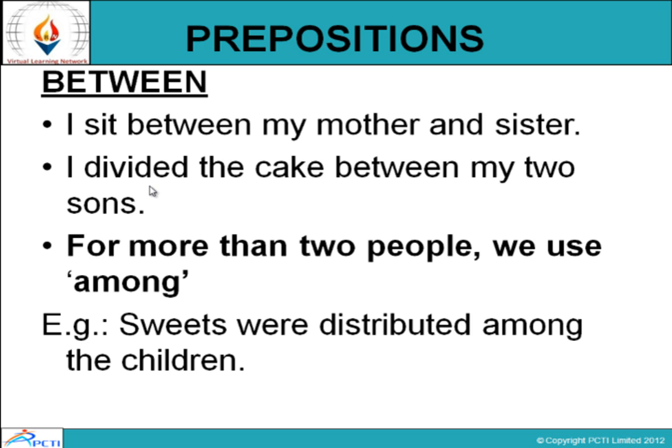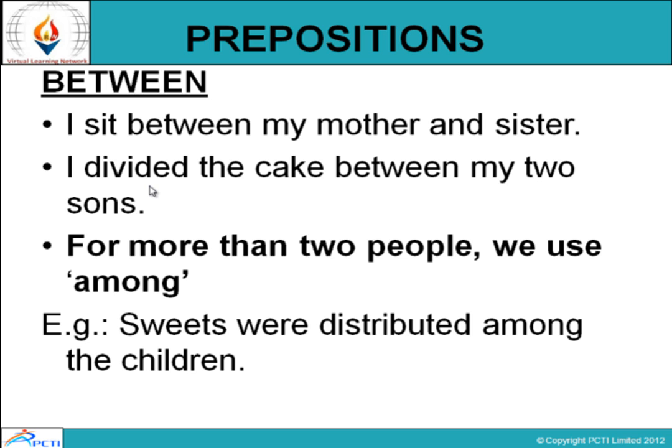Between. Between indicates the middle position of something. When there is something on both the sides and in the middle, we want to indicate the middle position, we use the preposition between. I sit between my mother and sister. That means on one side my mother is there, on the other side the sister is there, I am in the middle. I divide the cake between my two sons. Here it does not indicate the position, but it indicates the number of people who shared something. The cake was divided between my two sons.